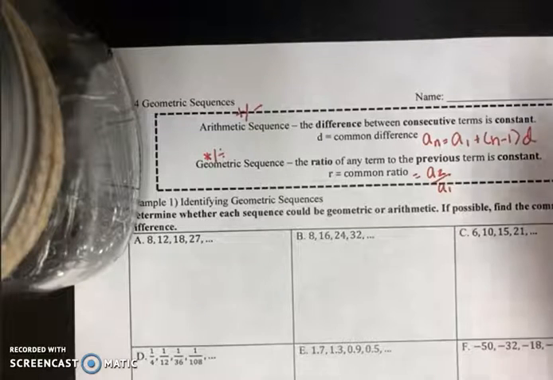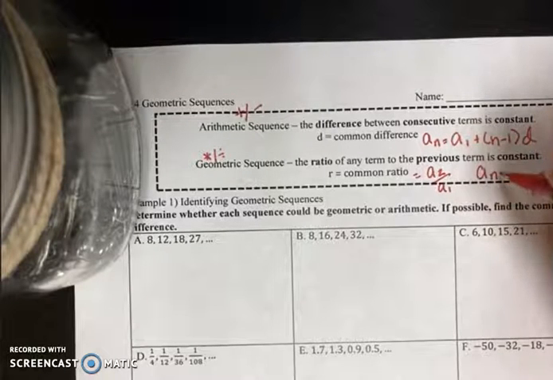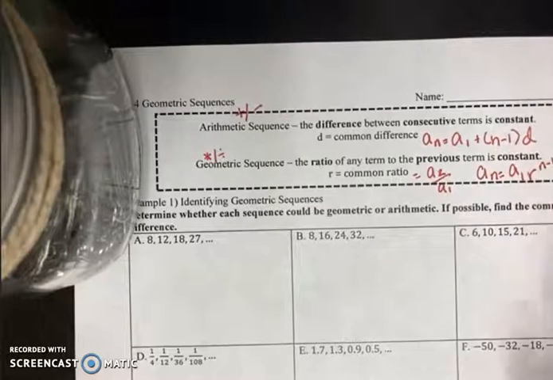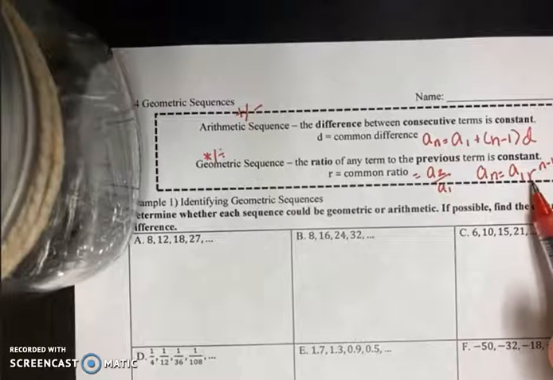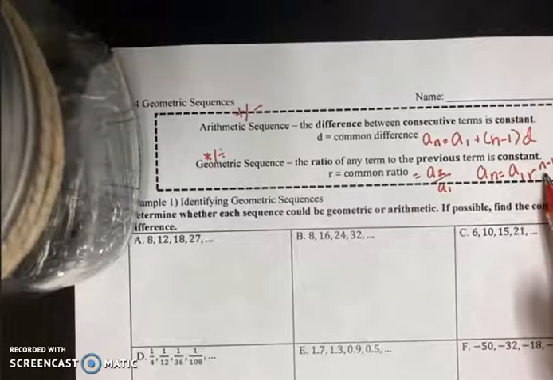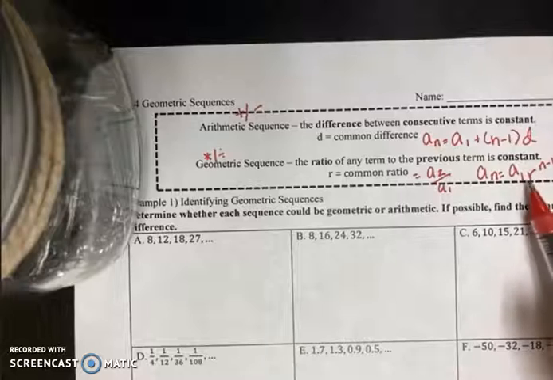There is a general rule that we could use, which would look like this, saying a sub 1 multiplied by the ratio that's raised to the power of n minus 1. So that n minus 1 power only belongs to the ratio.